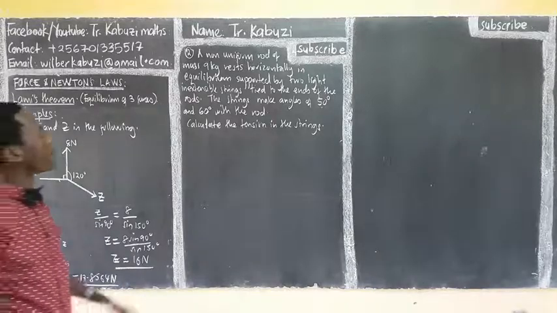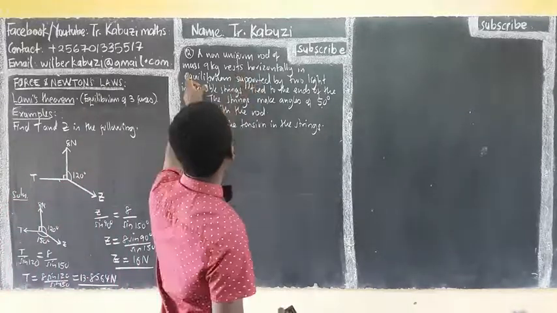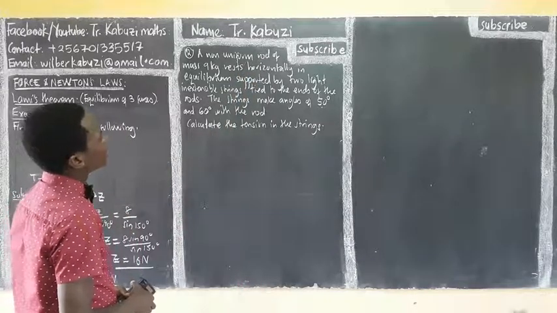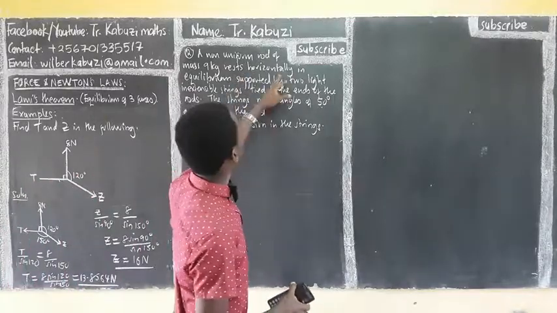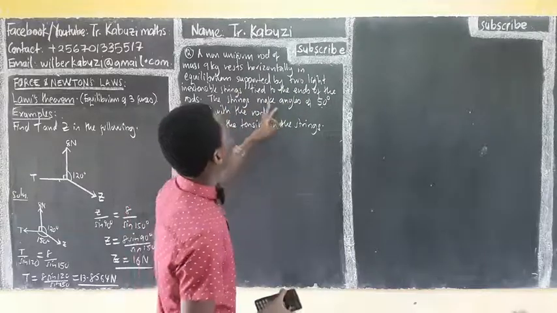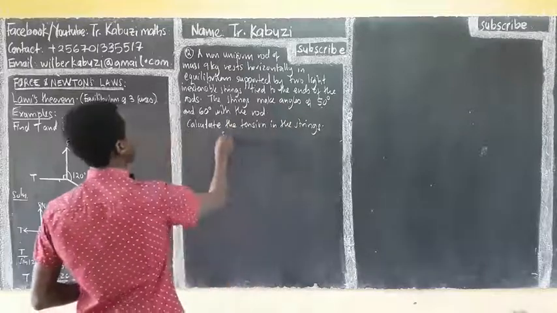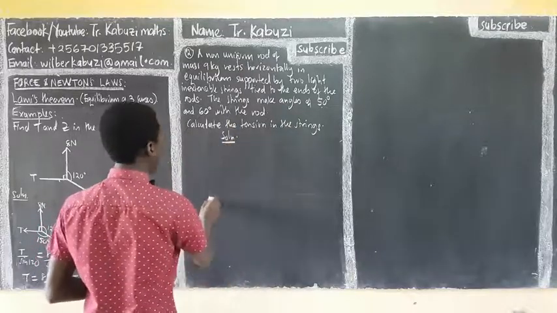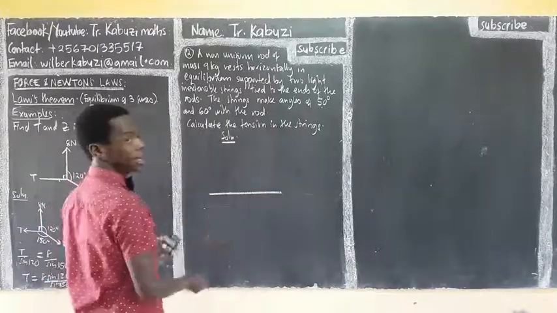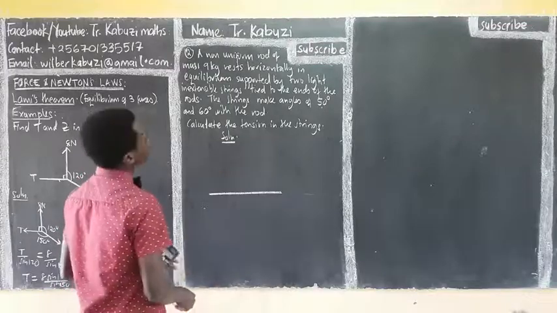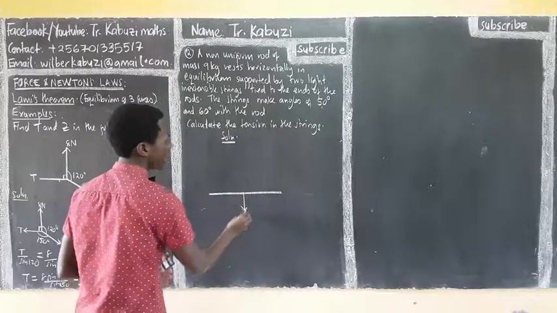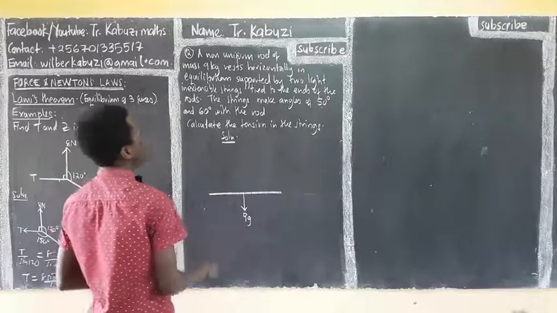But those two. Then here we have a non-uniform rod of mass 9 kilograms resting horizontally in equilibrium, supported by 2 light inextensible strings tied to the ends of the rod. So now in our solution, we start by sketching that. So we have a rod, a non-uniform rod. We shall see what non-uniform means. It can't balance on its own. So this one has mass 9 kilograms, meaning it's going to have a weight on it of 9 g, because it has a mass.